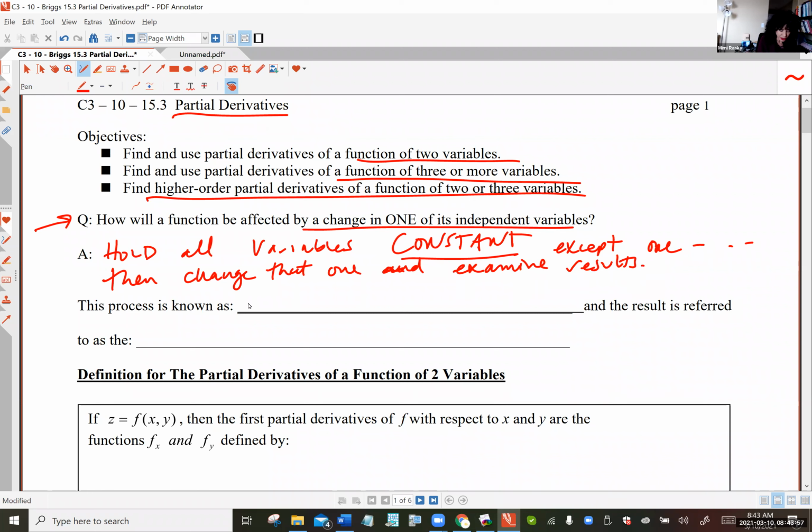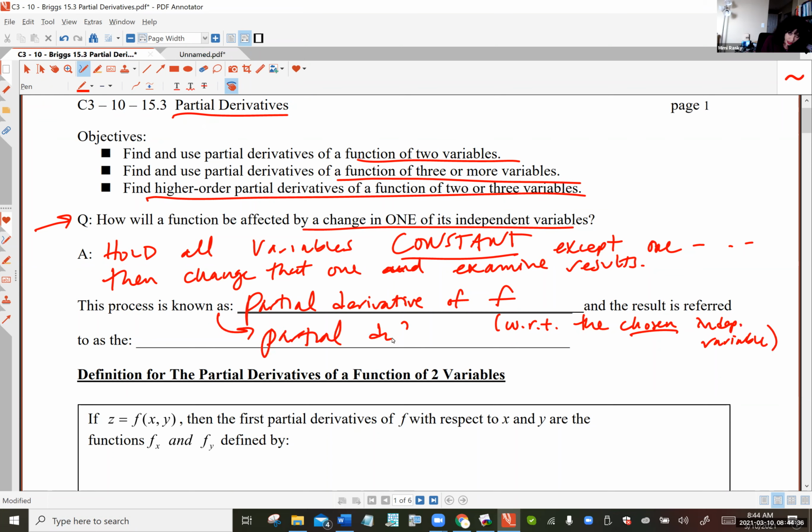And this process is known as partial derivative of f. And then I'll put in parentheses, w.r.t. That's short for with respect to. With respect to the chosen independent variable. The one that you're trying to take a look-see at. Okay? So I should say this process is known as partial derivative of f. It's known as partial differentiation. So I'll put this down here too, partial differentiation.